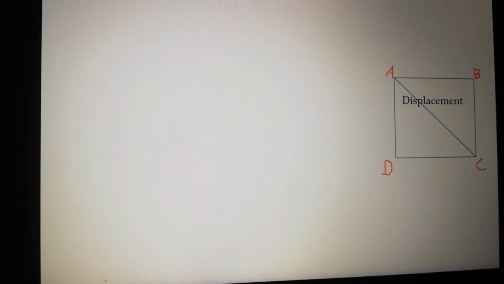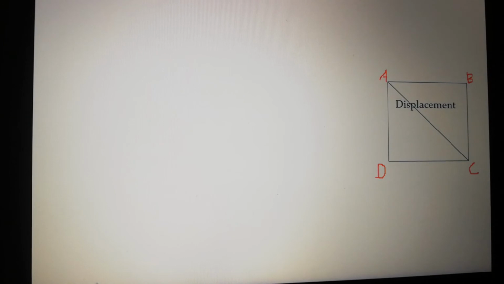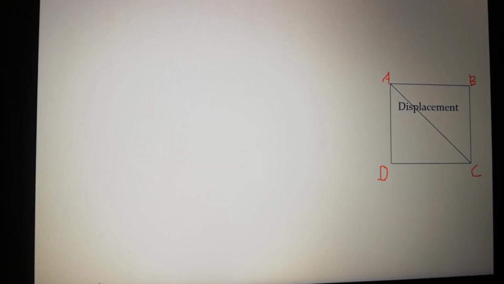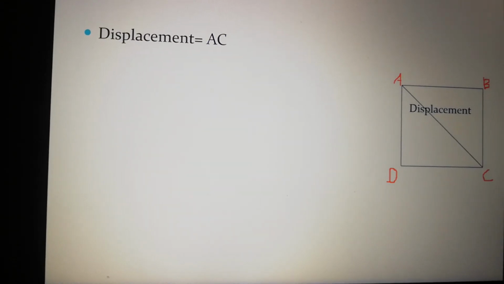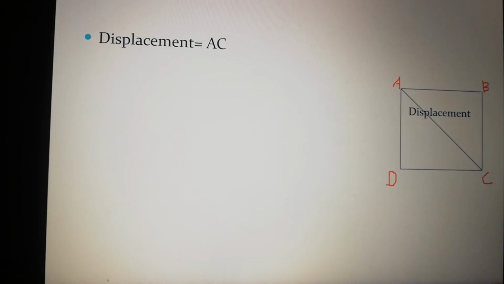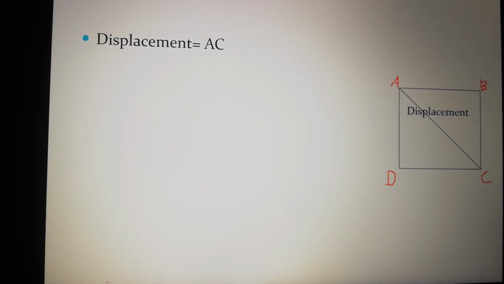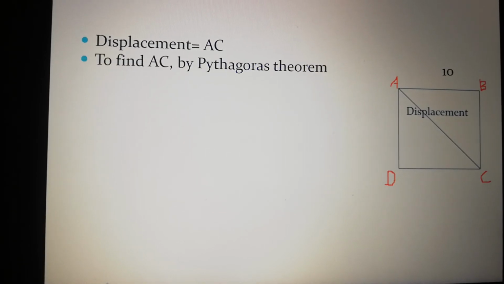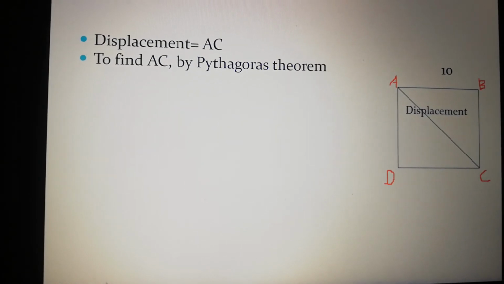So here the displacement will be a straight line joining point A and point C. So as you can see here, it has become the diagonal of a square field. Now how to find out the length of AC? That will give us the displacement of the farmer, this length of AC. Now to calculate that, you can take the right angle triangle ABC and this AC becomes the hypotenuse.